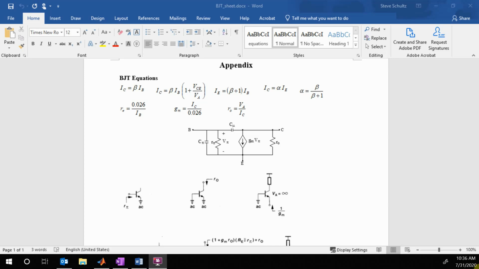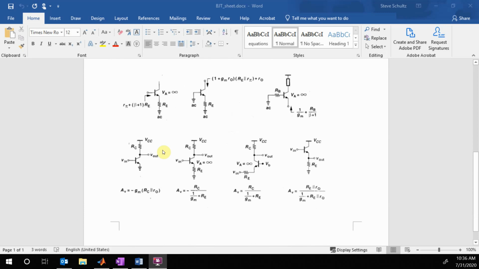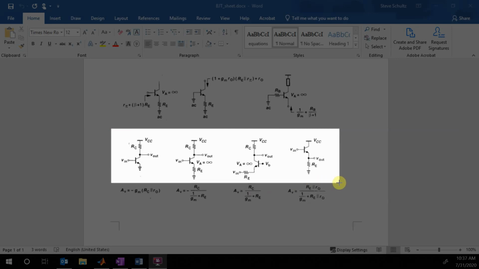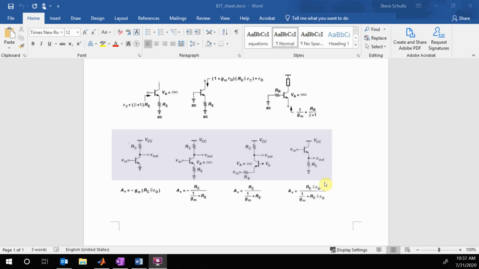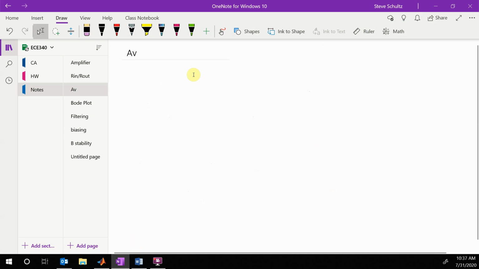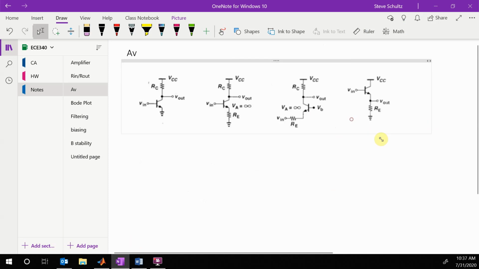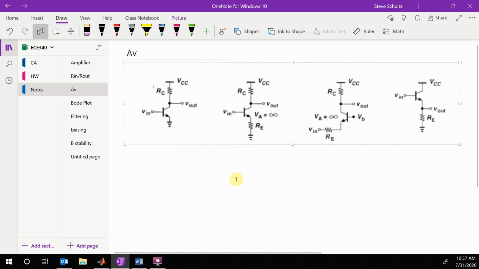Okay, so we go back to our BJT sheet, and this time we're looking at our voltage gain for simple stages here. So we are interested in these right here. Okay. So the first thing we want to do is look at the names that they use.